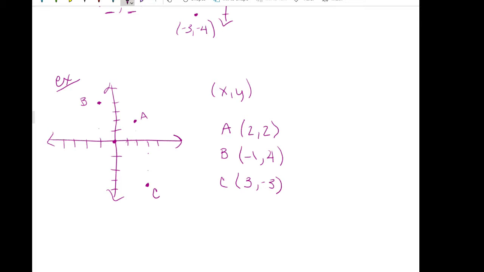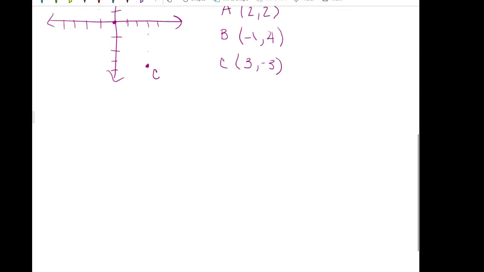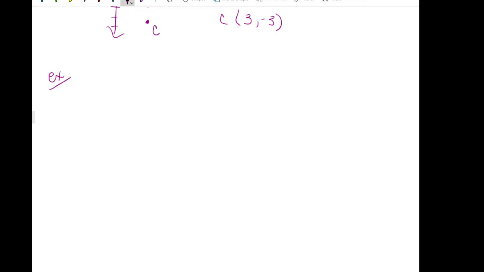There are a lot more examples like this in your book, so I'm going to move on to our final point here. So the last thing we're going to talk about is expressing a relation as a table and as a graph, and then talking about the words domain and range.